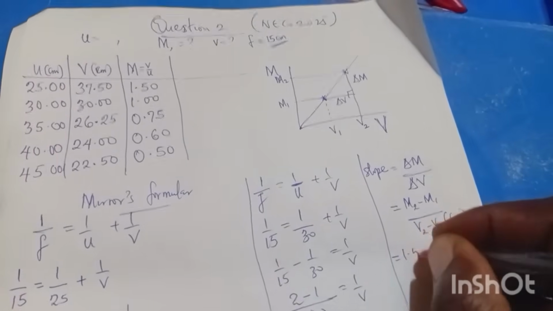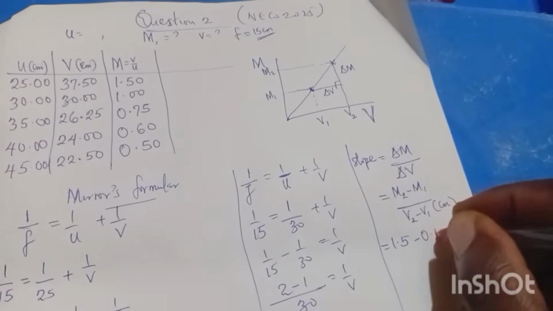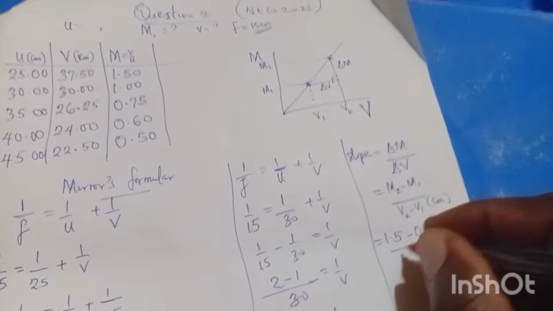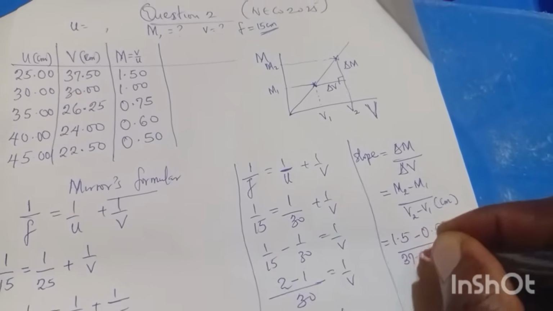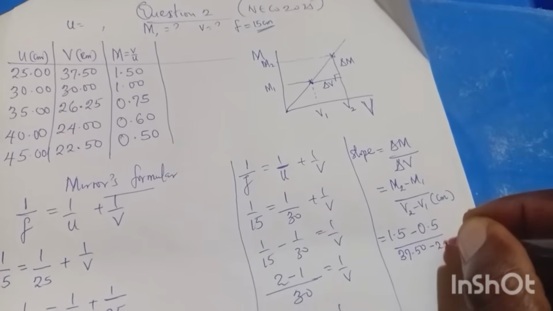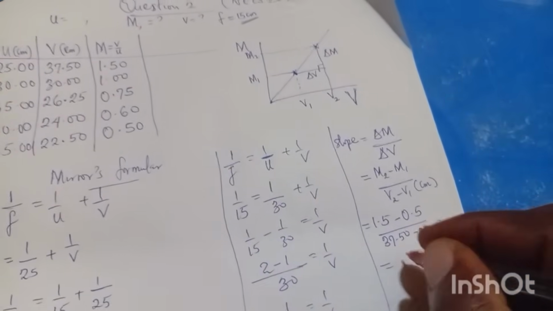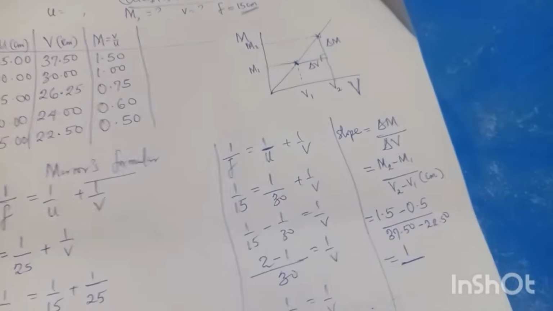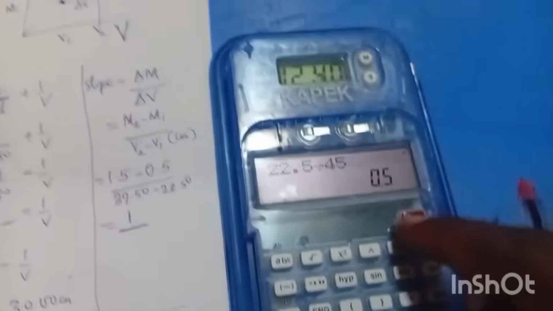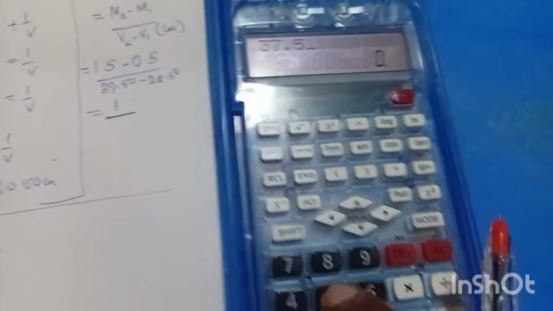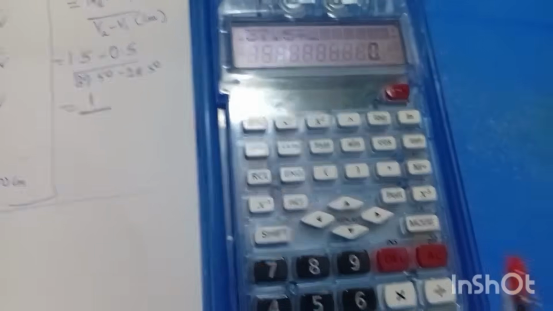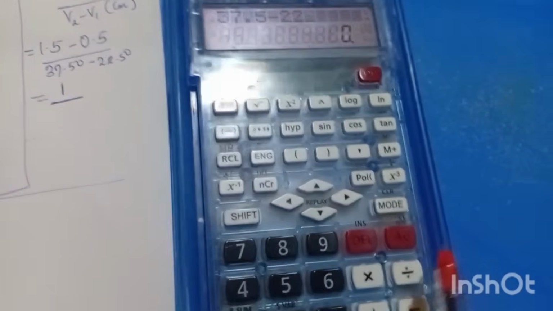I will be saying 1.5 minus 0.5 over 37.50 minus 22.50. Let the calculator come and judge. This one will give us 1 over, let's go by calculator, 37.5 minus 22.5. So that one gives us 15.